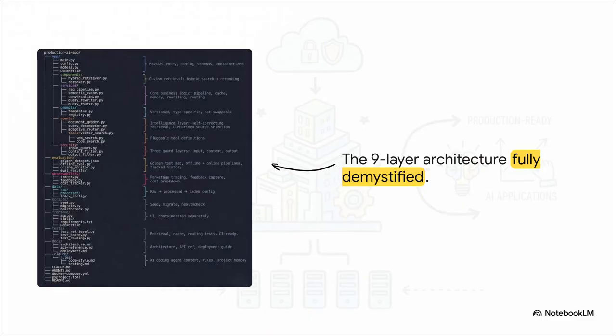Okay, let's zoom back out for a second and look at the forest, not just the trees. We have totally demystified this majestic 9-layer production architecture, from the FastAPI entry point all the way down to the highly modular services and those brilliant self-correcting agents. We've got strictly versioned prompts, triple-layered security, and rock-solid evaluation datasets. Every single folder is a load-bearing pillar holding up a robust ecosystem that will not crumble under real-world pressure.